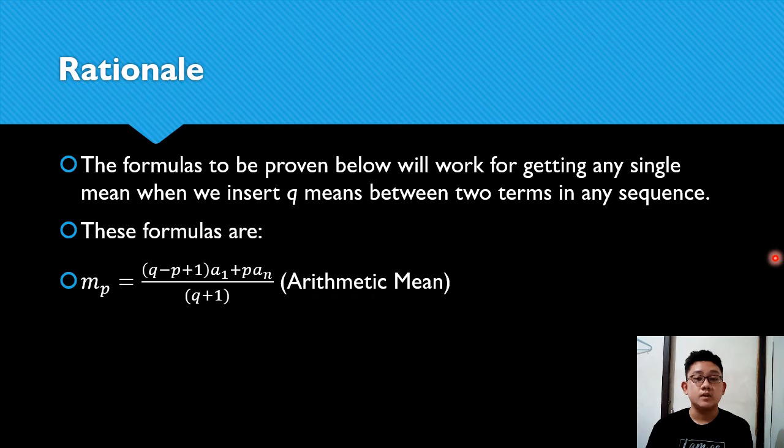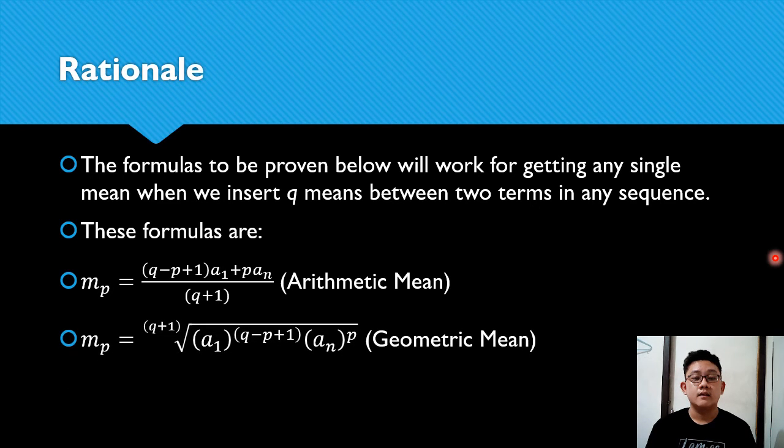m sub p is equal to quantity q minus p plus 1, a sub 1, plus p a sub n, all over q plus 1 for your arithmetic mean. M sub p is equal to the q plus 1 root of the product of a sub 1 raised to q minus p plus 1 and a sub n raised to p for your geometric mean.